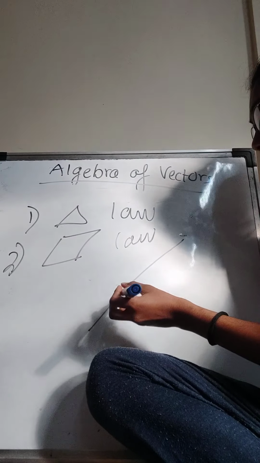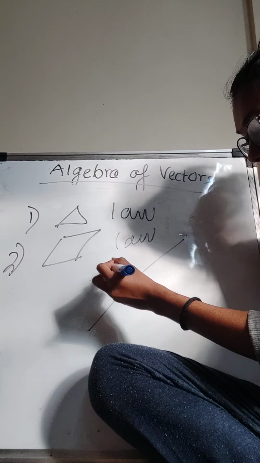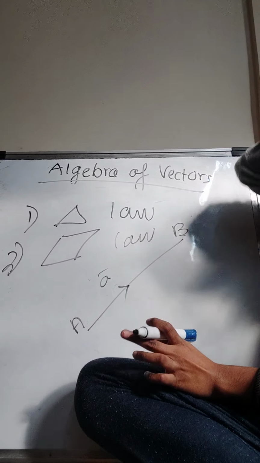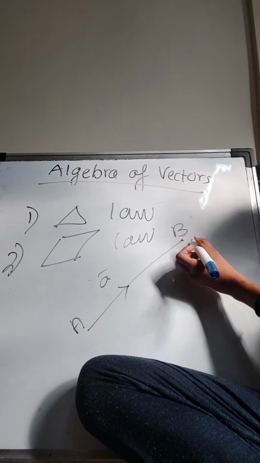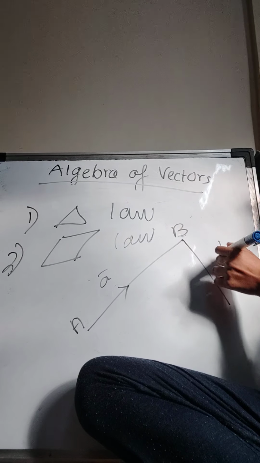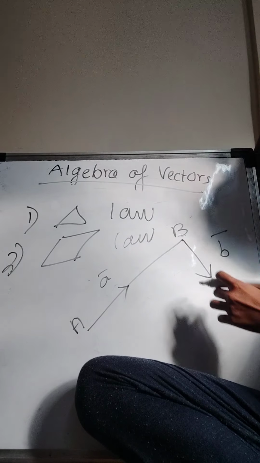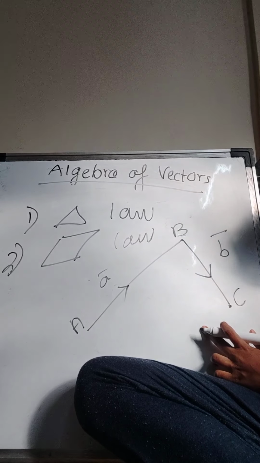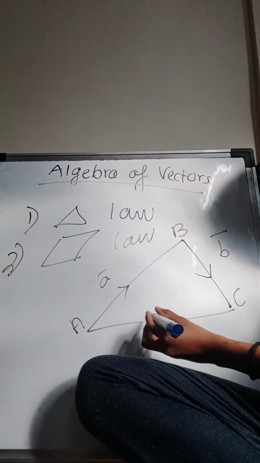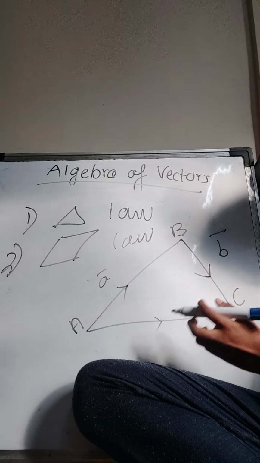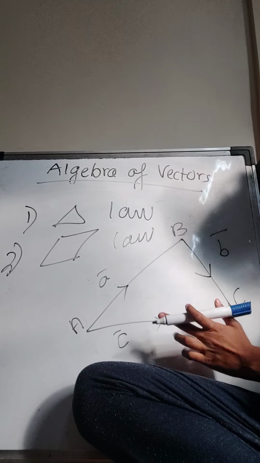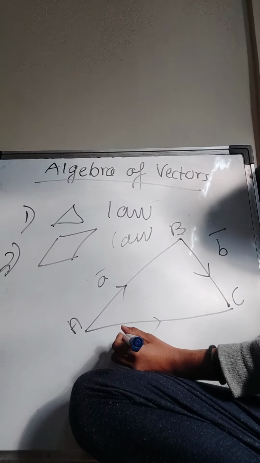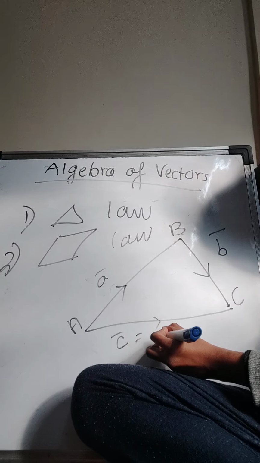Triangle law means if I connect a vector A, its terminal point is B and initial point is A, and with its terminal point, if I join another vector B, then their addition will be this resultant vector AC. Let me name it as C. So this is nothing but your triangle law. So you can write C is equal to A plus B.